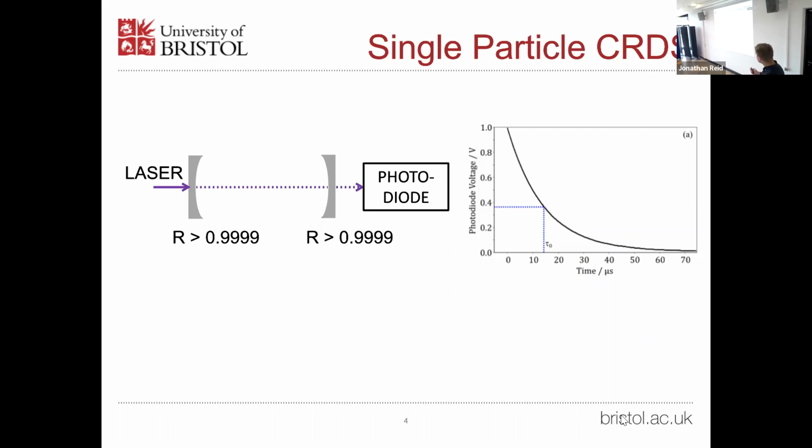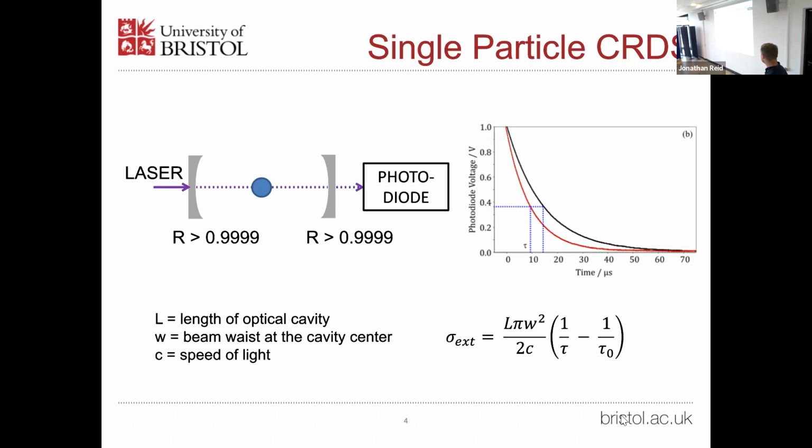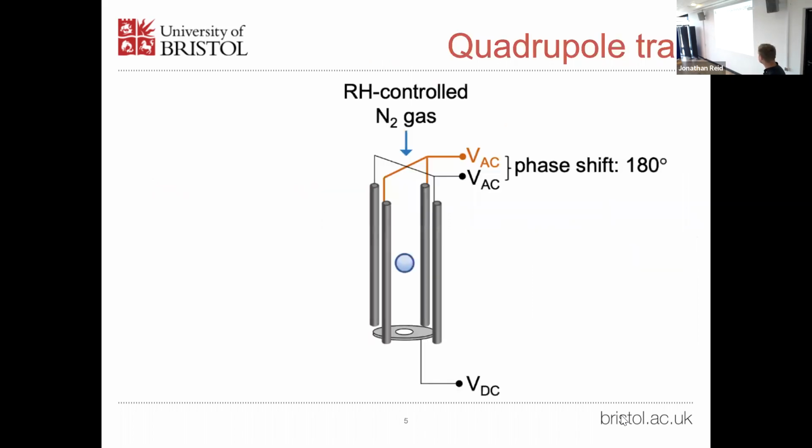When we introduce a particle to the laser beam, you get some additional extinction from the particle, so scattering and absorption processes, and we term that tau. And the relationship between tau and tau naught can tell you about this extinction cross section, which is the total power removed from the incident beam by the aerosol particle. And we can use optical models to separate this extinction into the scattering and absorption properties.